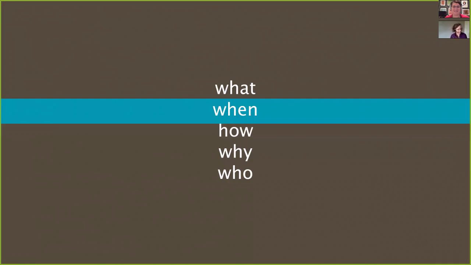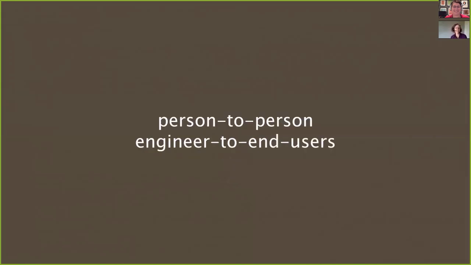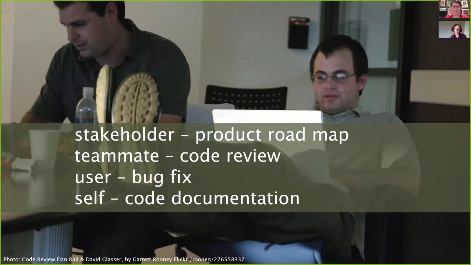So that's what. Now let's talk about when. When, in the case of our work, can be divided into two parts, person to person and engineer to end users. So with the person to person, Andrea and I laid it out into 4 different categories. Your stakeholders, your peers, the user, and even yourself. The example, Andrea, do you want to talk about the example that we put there? Yeah. So it's pretty common for me to work on a project, let's just use the example of, you need a Ruby gem that does something.